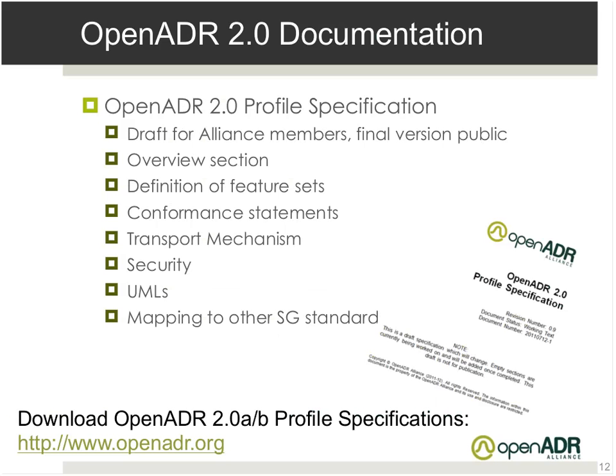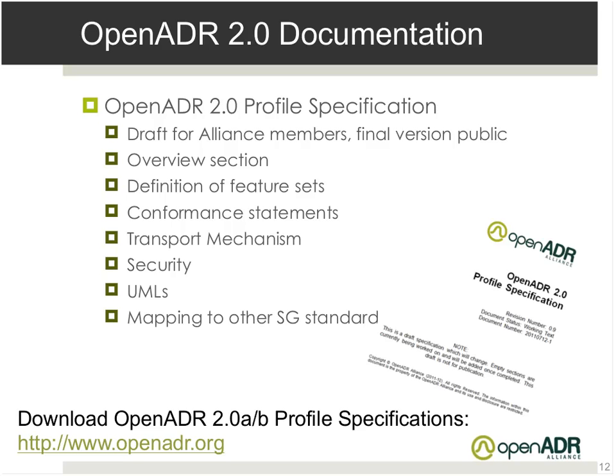So we have an overview that tells you a little bit more about OpenADR. We define the feature sets, and then very important, we have our conformance statements. And that's really what takes these profiles out of the energy interoperation. So we define exactly how certain mechanisms have to work, and those are also the things that we test.